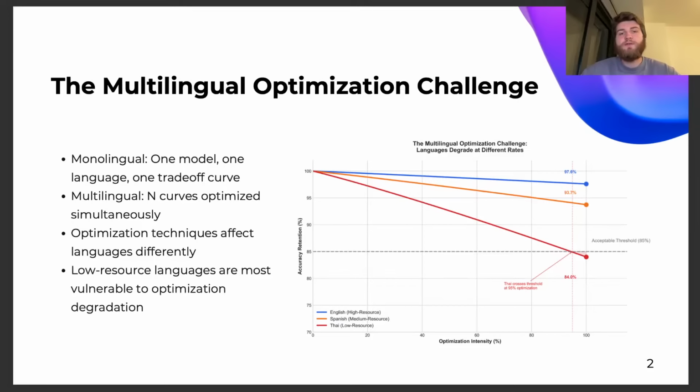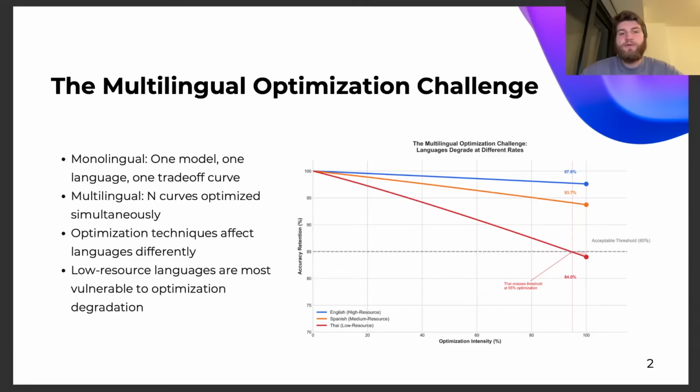You have a multilingual model serving English, Spanish, and Thai. You apply quantization to reduce latency by 40%. And here's what happens. English accuracy drops by 0.5%, which is very noticeable. Spanish accuracy drops 1.2%, acceptable. And Thai accuracy drops 4.8%, which is kind of a problem. And why is that? Because Thai had less representation in the original training data, and when you compress the model, you're effectively throwing away information.